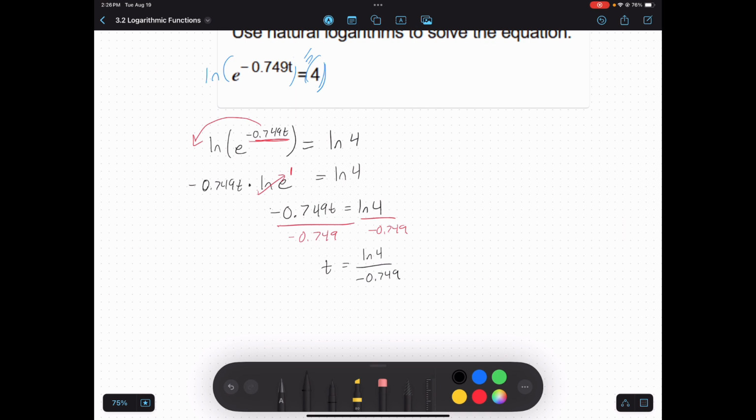Just be careful about rounding. If it asks to a certain number of decimal places, just be careful of that. And it's always a good habit to wait to evaluate stuff until the very end. So natural log of 4, it's probably a good idea to wait until now to go and evaluate it so that you're not rounding multiple times.